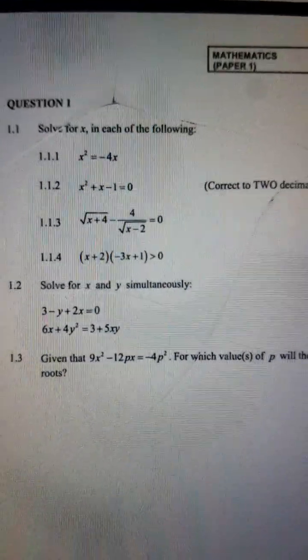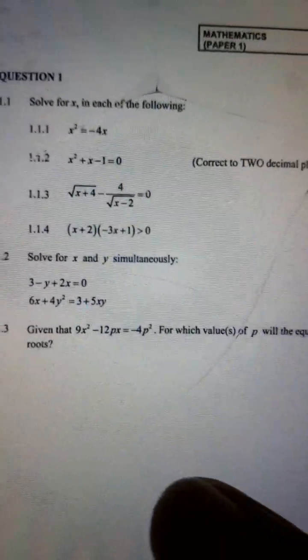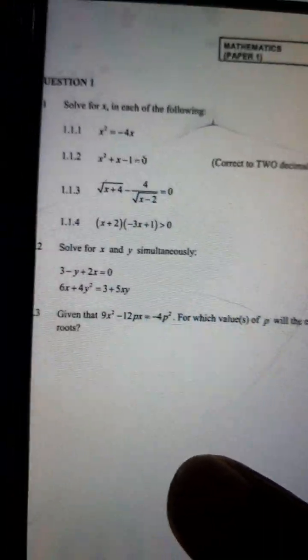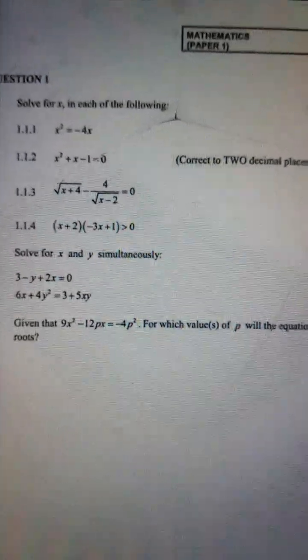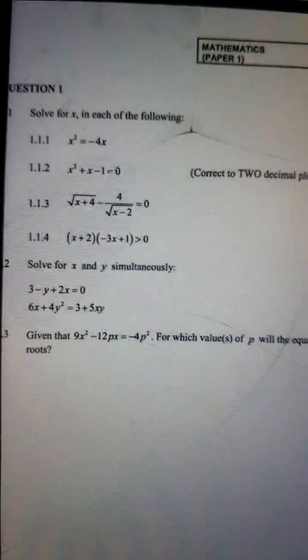Well, at number 1.1.4, solve for x in each of the following. That's 3 marks, so let's quickly work out these 3 marks. (x + 2)(−3x + 1) > 0. Let's work it out.